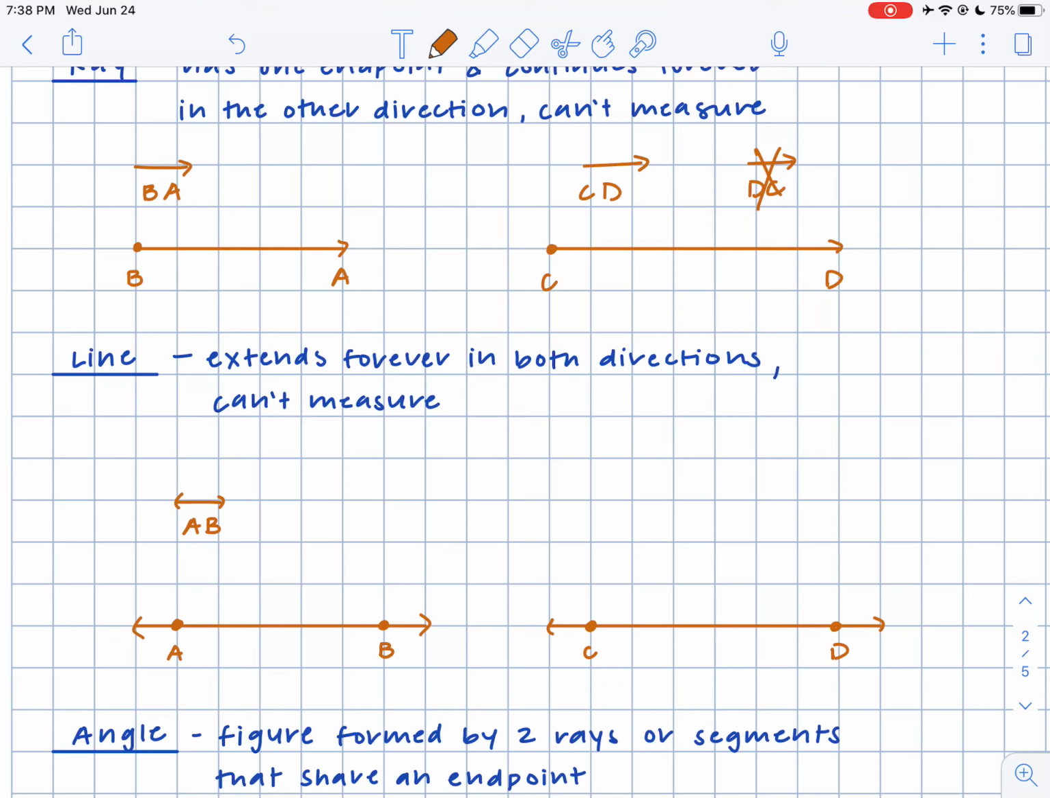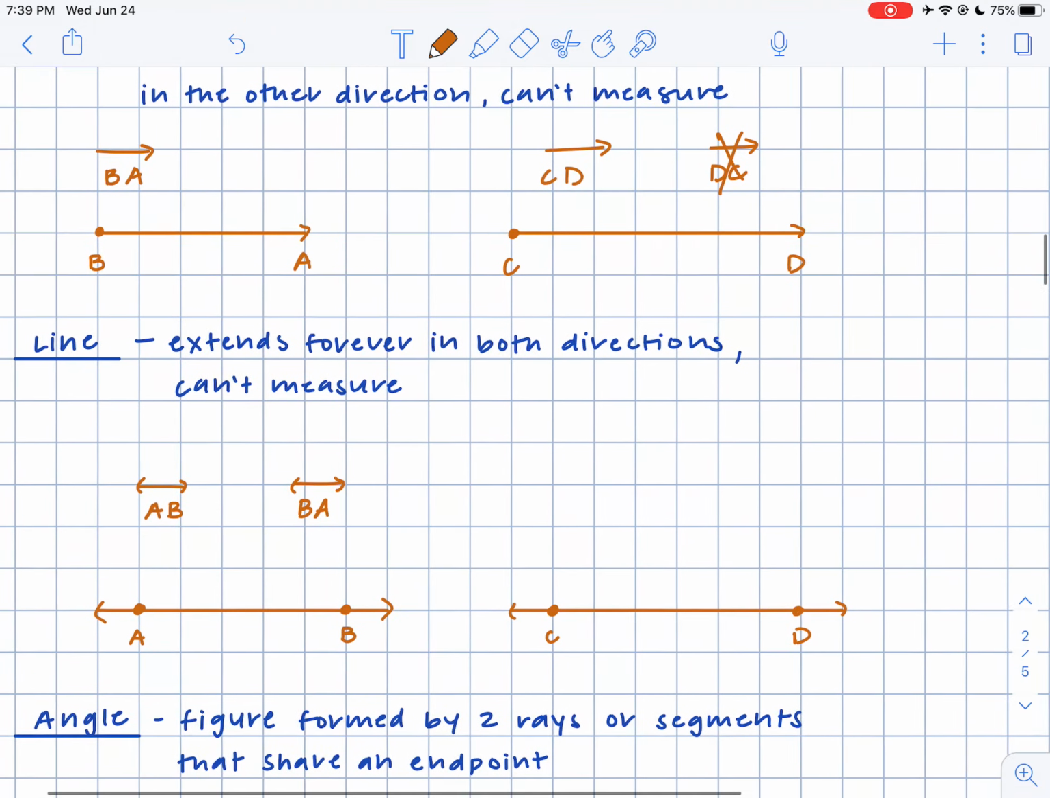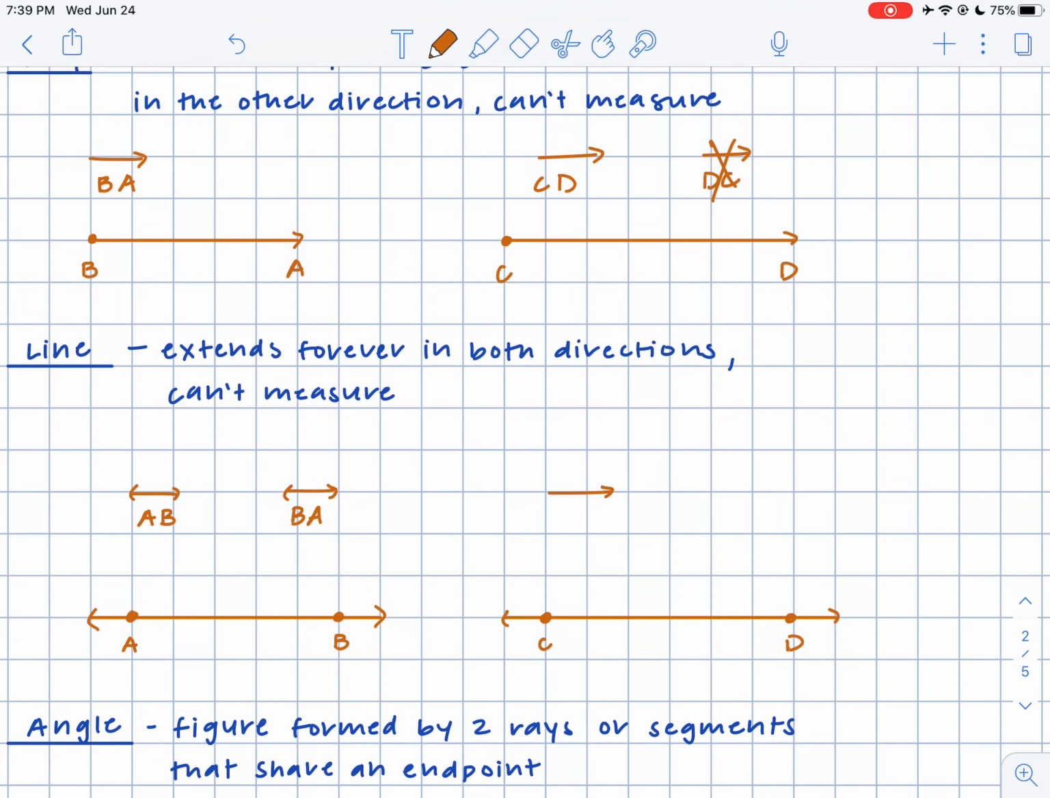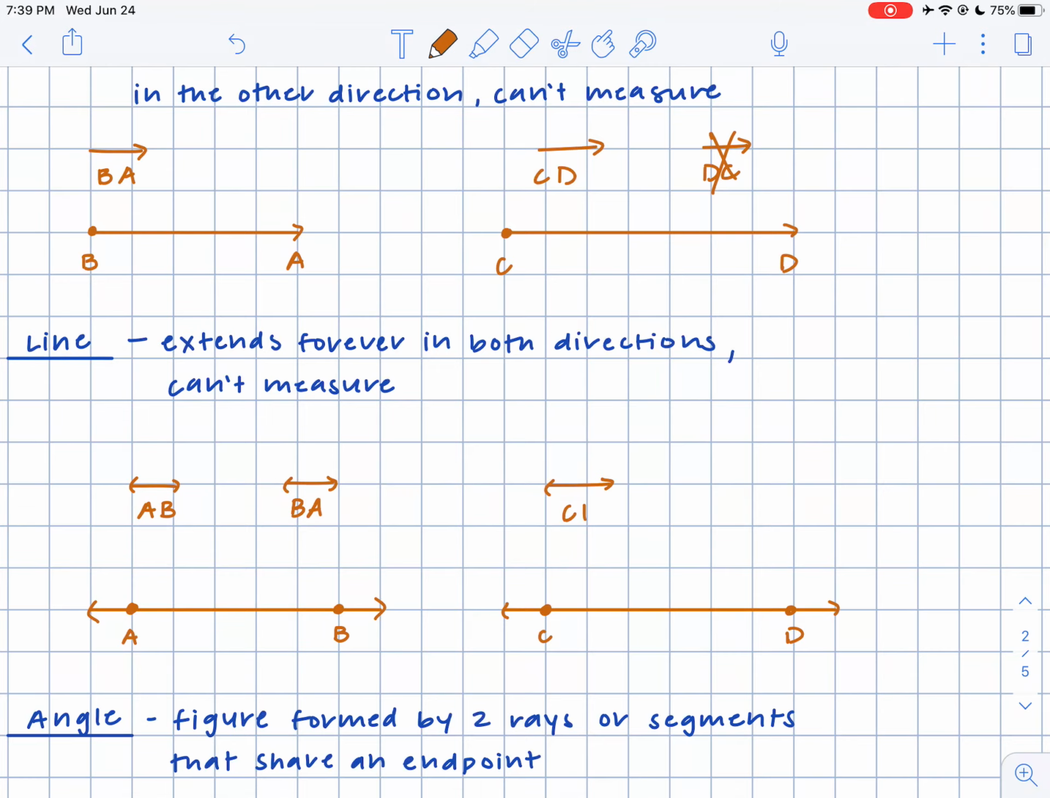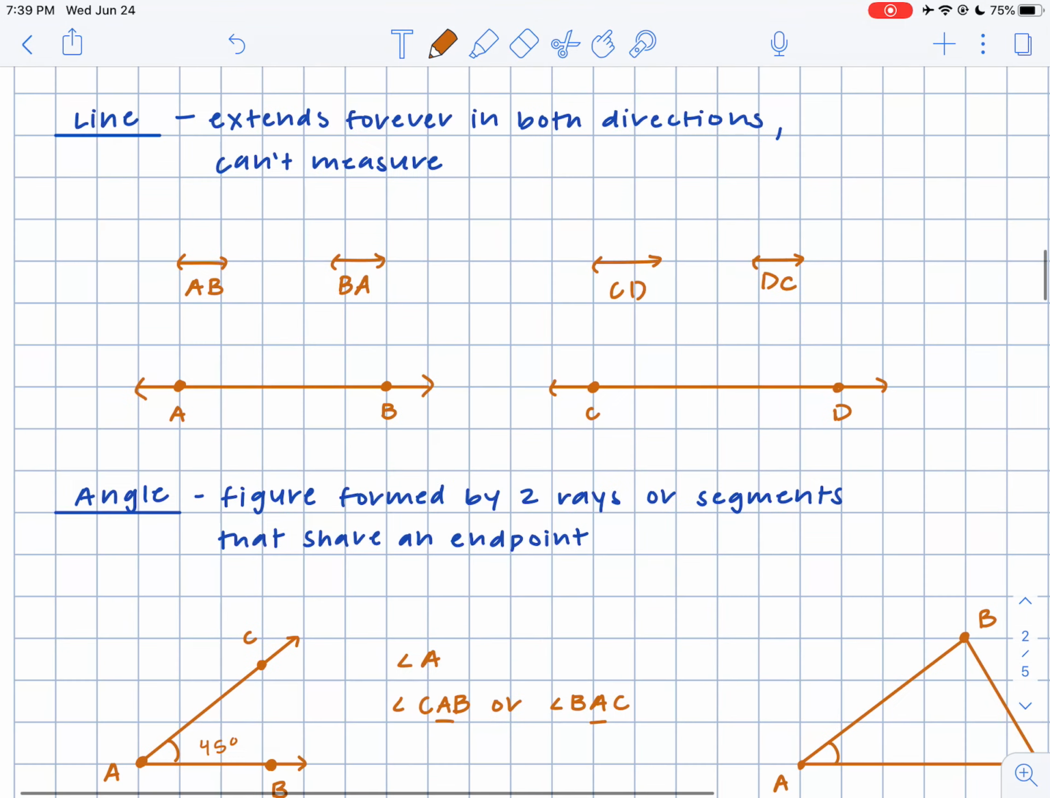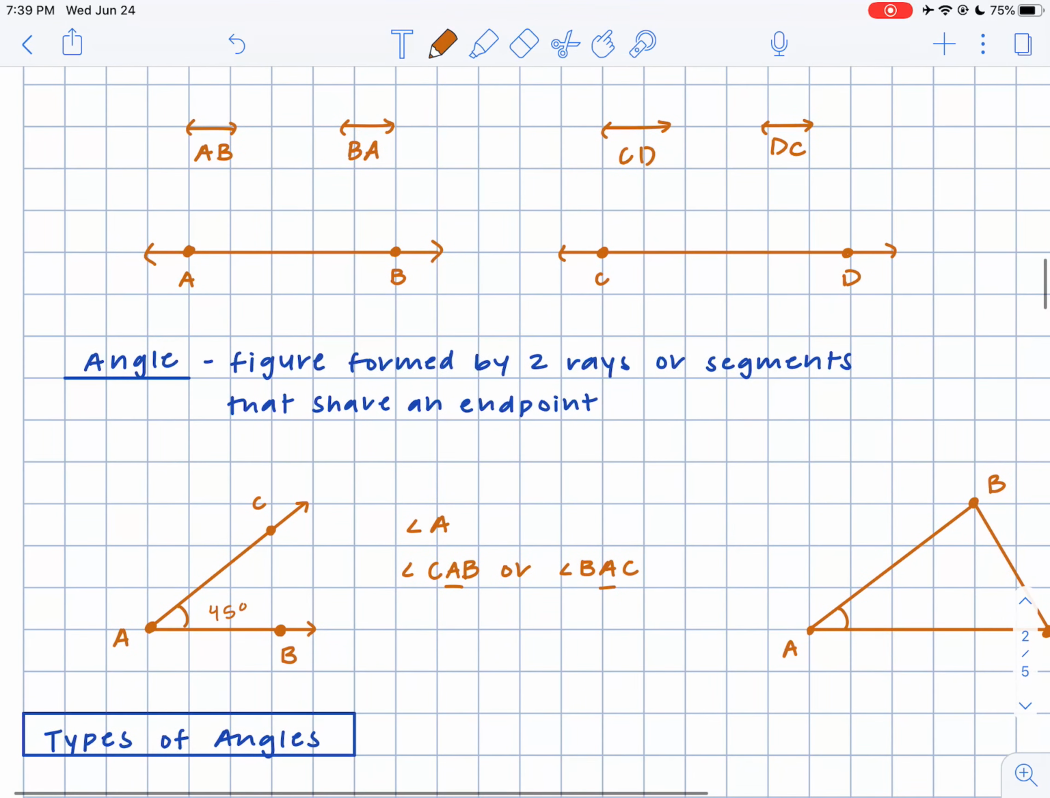Okay? And I would think you could also name this line BA, just like how you can name segments AB, BA in both directions. So how would you name this line? Well, same thing. It would just be a line with 2 arrows on each side, CD or DC. Both are okay.